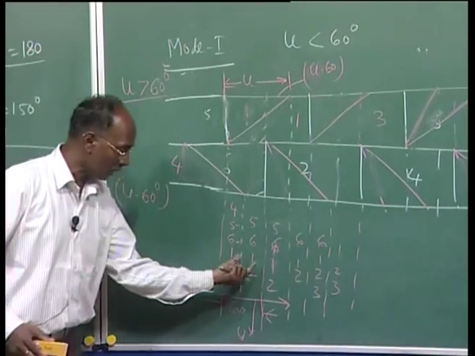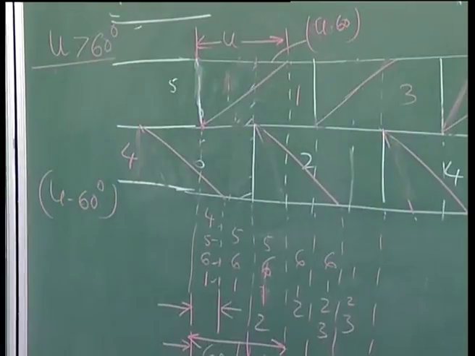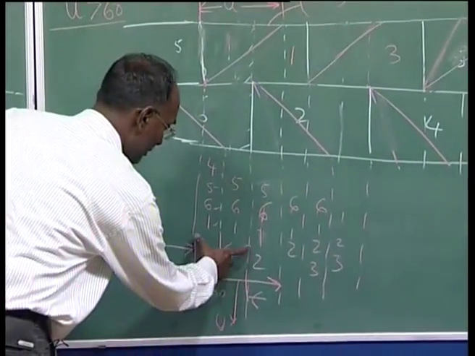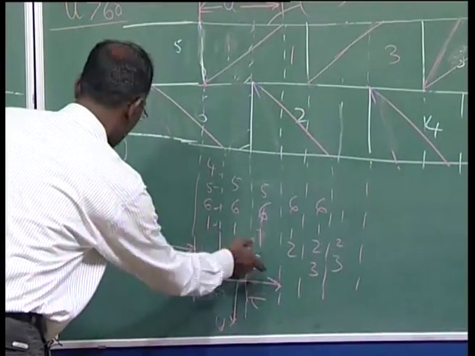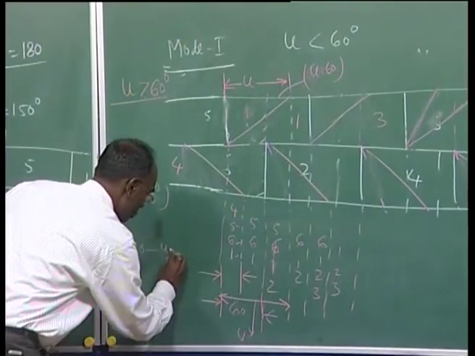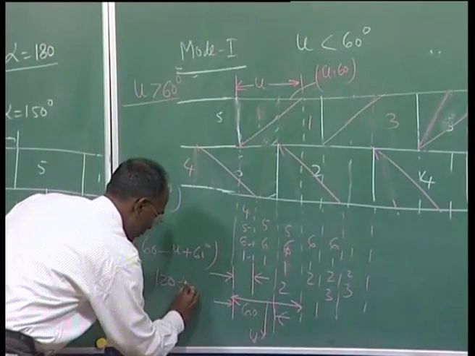Now, I want to know what will be your 3 valve conduction period. It is 120 minus u, because the total is 120. Already we have gone for this 60, this 60 minus this 60. So, it is 120 minus u, meaning this is 60 minus u minus 60, here it is 120 minus u.